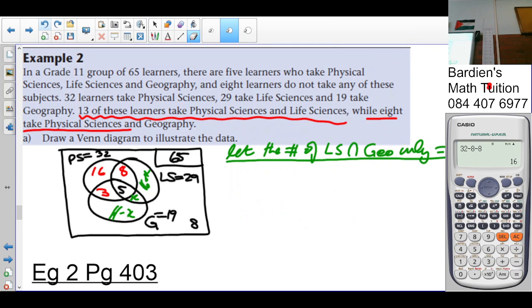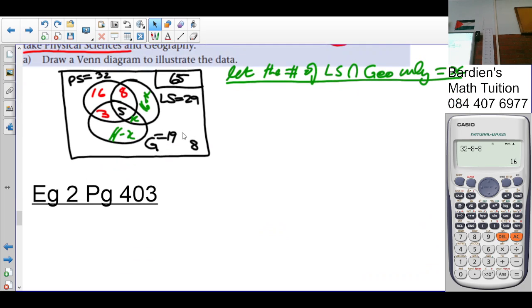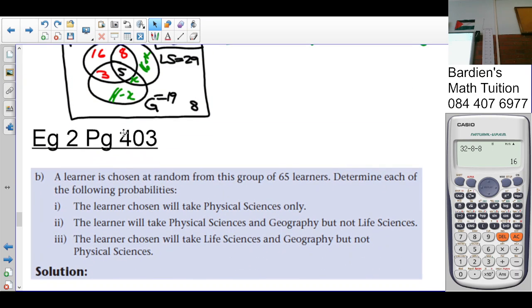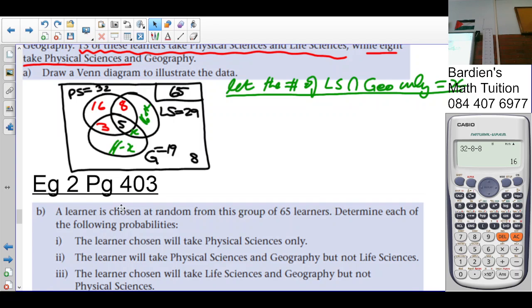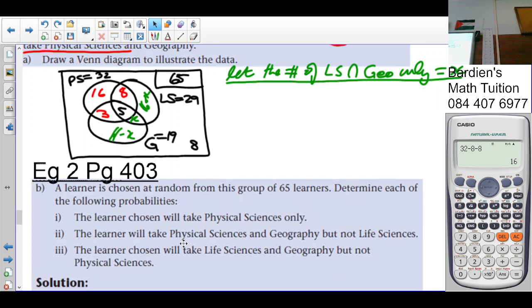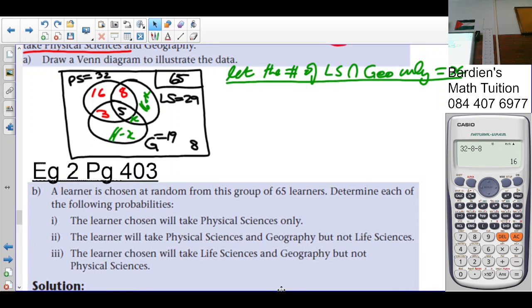Let's look at the next question. So normally what I do is I solve for x at this point. But sometimes in the next question they only ask you to solve for x. So here we are told a learner is chosen at random from the group of 65 learners. Determine each of the following. So at this point they didn't ask you to calculate x, so I'm going to take it upon myself to calculate x. As I said, sometimes they ask you to calculate x in the next sum, but you need to know what x is at this point to calculate those probabilities.